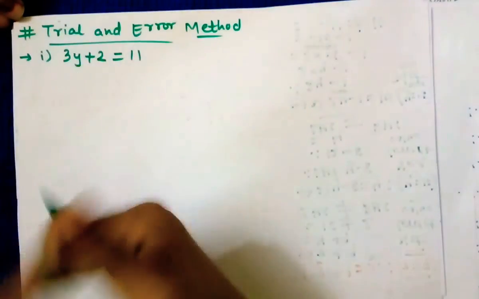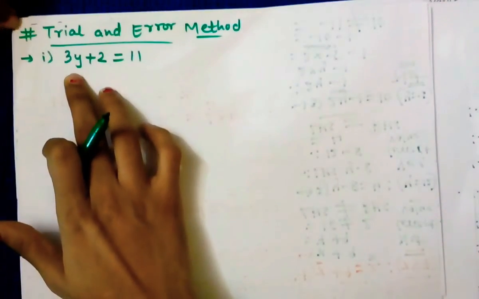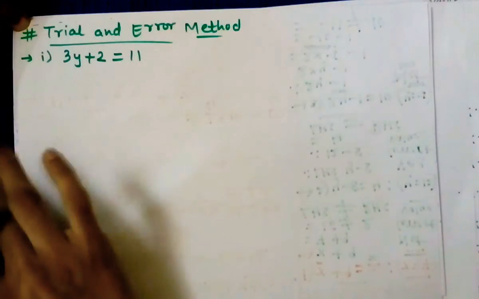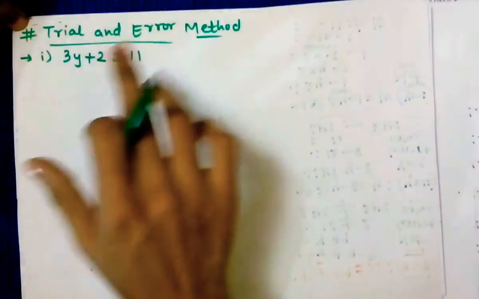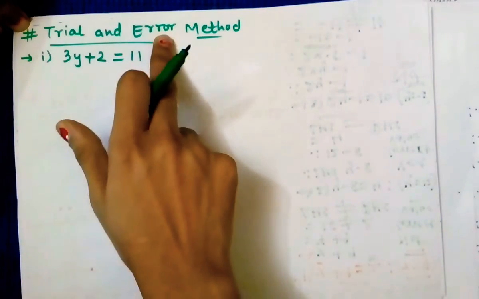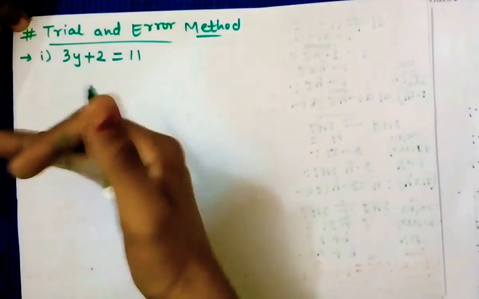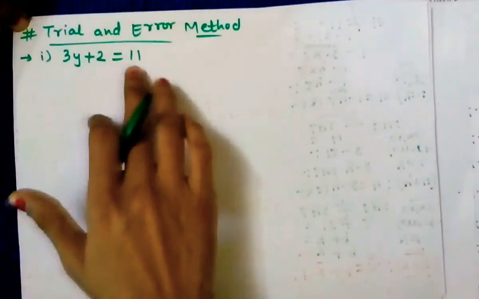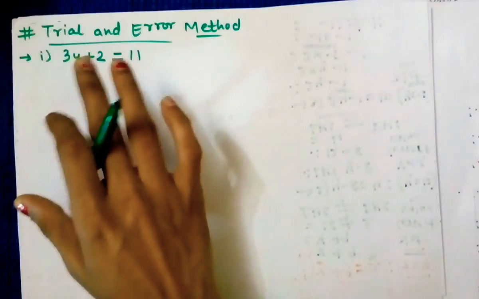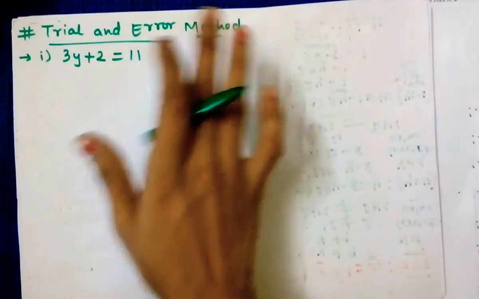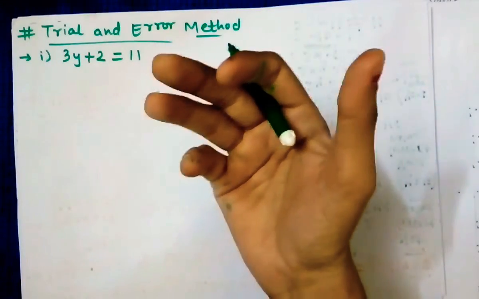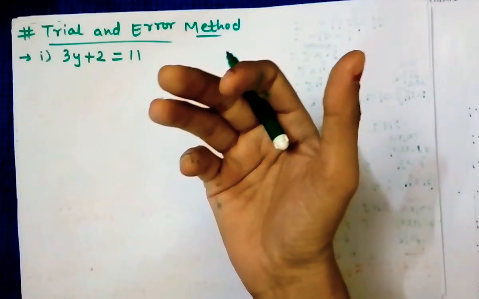We have to take our own values, keep them in place of y, and check at which value we get the answer 11. That is why the name is trial and error method. Trial, because we are going to take different values and try whether by that value we are getting this or not. Here values are not given, we have to take the value ourselves one by one. You can take any value you like. You can take a negative number, a positive number, you can take 0 also.